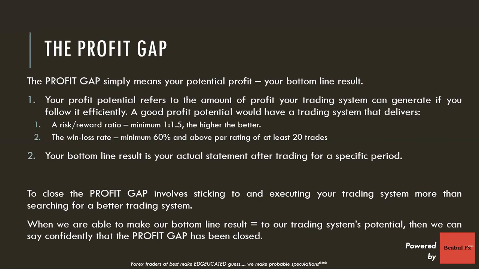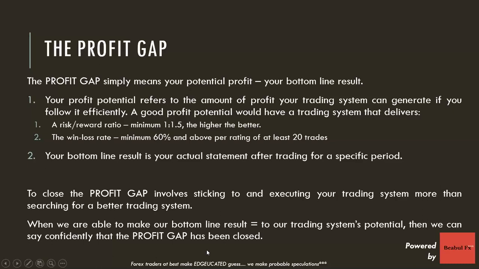A good profit potential would usually give you a trading system with a risk reward ratio of a minimum of 1 to 1.5 and higher. There are a lot that do 1 to 2, 1 to 2.5, 1 to 3, 1 to 5, 1 to 10, and a win loss ratio of a minimum of 60% and above. Some people do as much as 85, 90% winning ratio. And this will be tested on a series of trades, at least 20 trades.